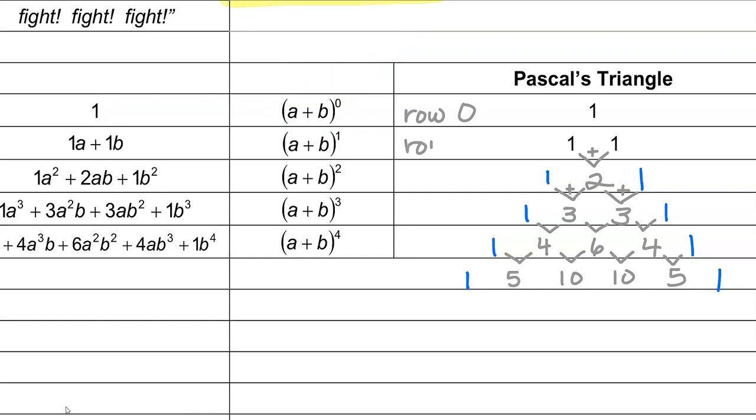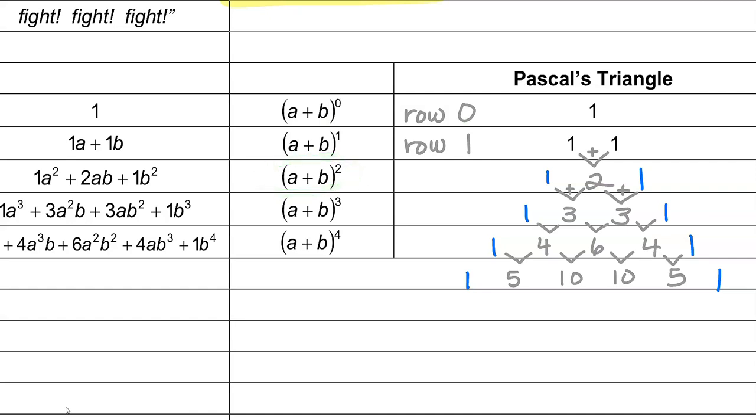So the next row would be row 1. And so you can see here that I have a plus b to the first power, right? Because it's row 1. So a plus b to the first power. Well, if it's to the first power, isn't that just going to be a plus b? Right? And if it's a plus b, it's the same, right? A plus b here. The number in front of the first a is 1. The second variable, it's also a 1. 1, 1. Notice 1, 1. Get the idea?